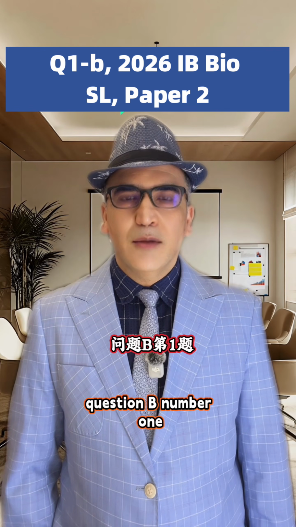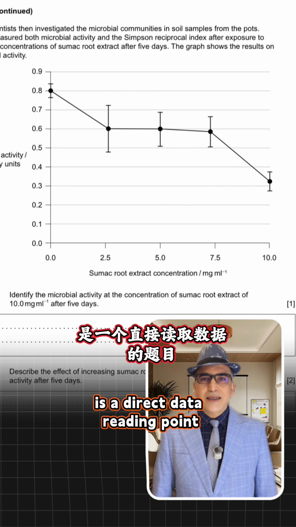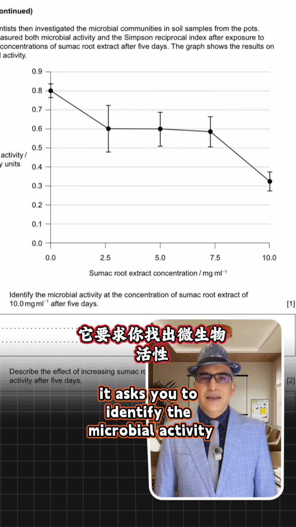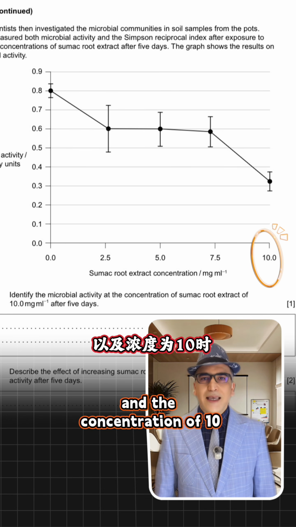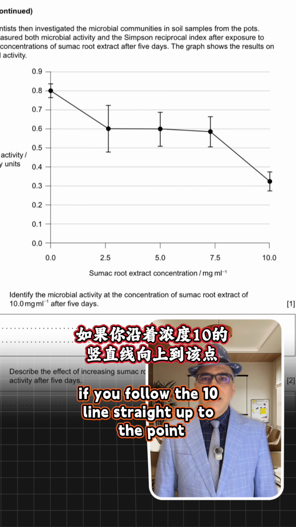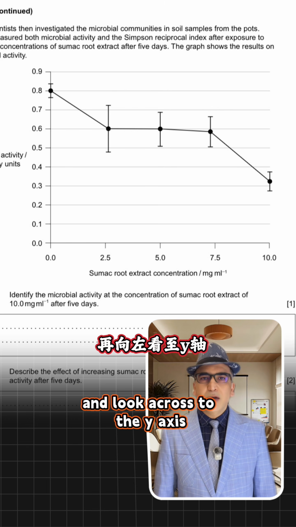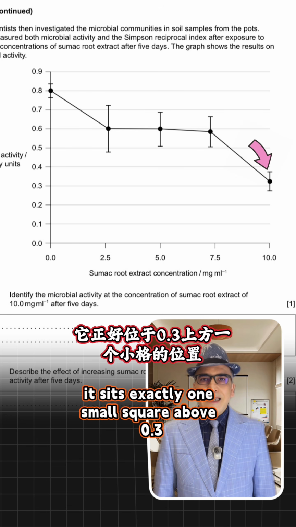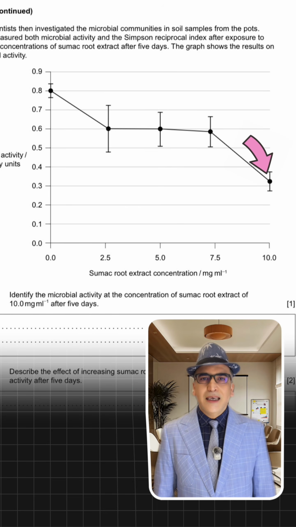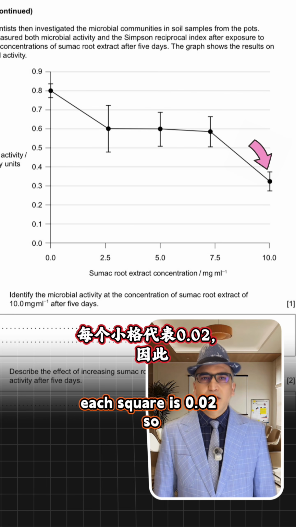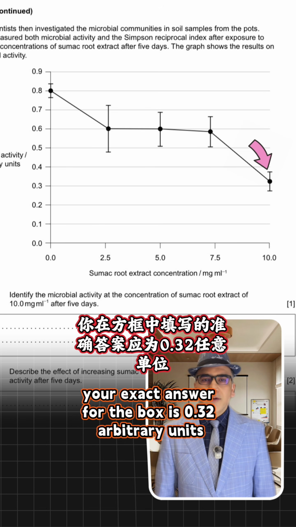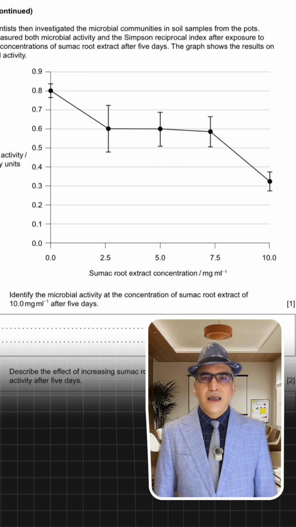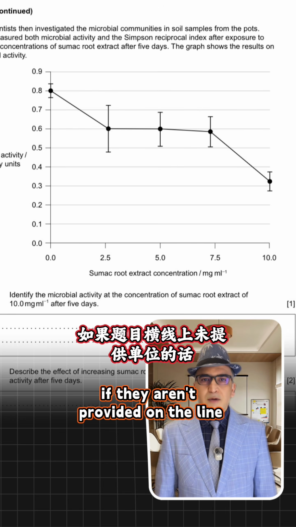Question B, number 1, is a direct data reading point. It asks you to identify the microbial activity at a concentration of 10. If you follow the 10 line straight up to the point and look across to the y-axis, it sits exactly one small square above 0.3. Each square is 0.02, so your exact answer for the box is 0.32 arbitrary units. Don't forget the units if they aren't provided on the line.